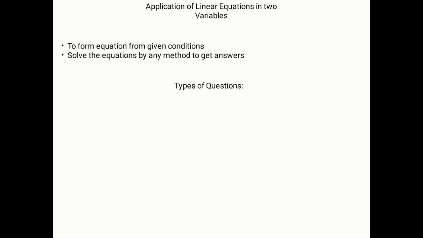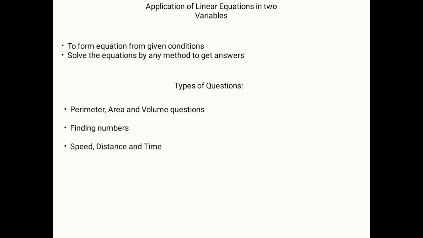Generally, there are 5 different types of questions. The first one involves perimeter, area and volume questions. The second one is generally on finding numbers. Third one is on speed, distance and time. Another one is on cost price and selling price. The last one is on ages of people. Now let's start with our first example.